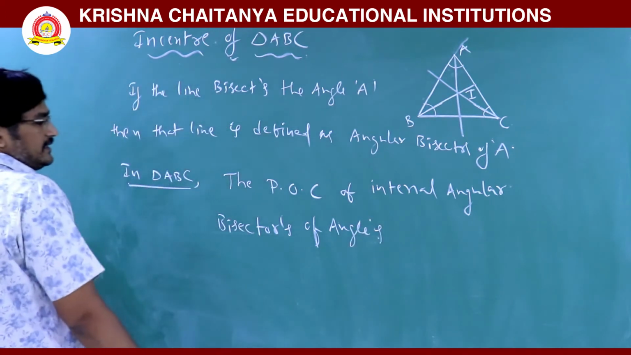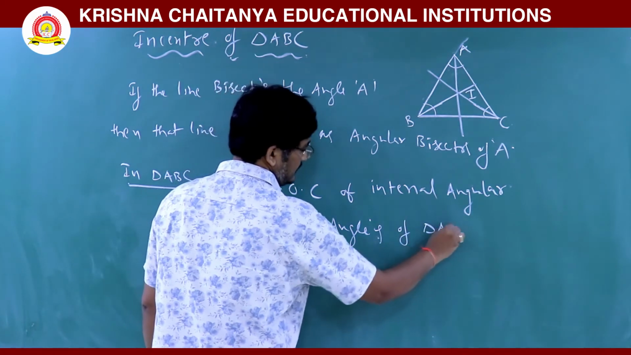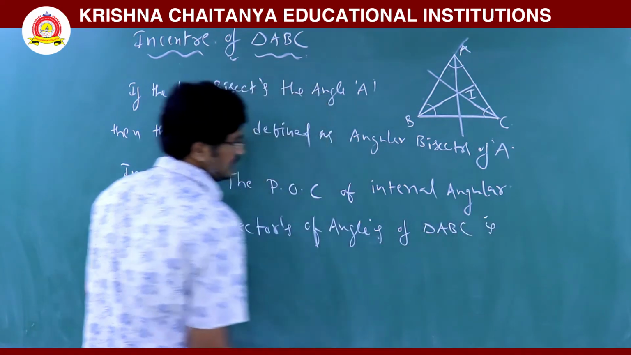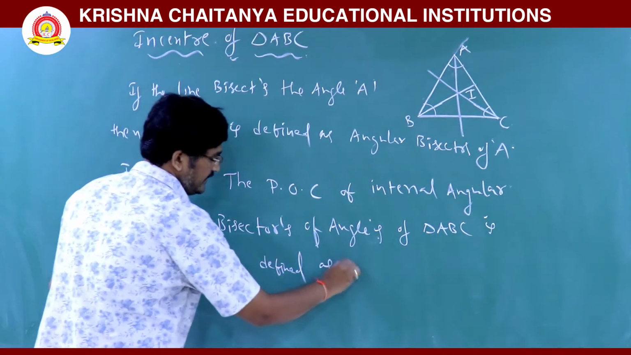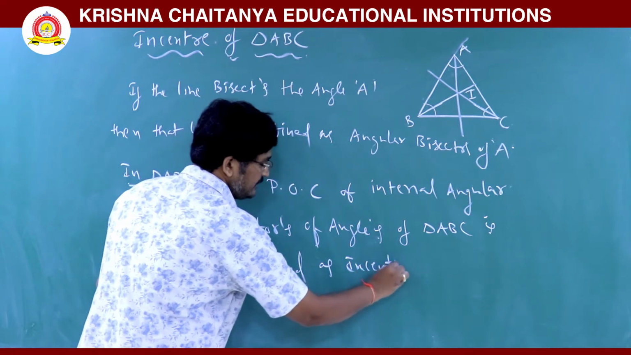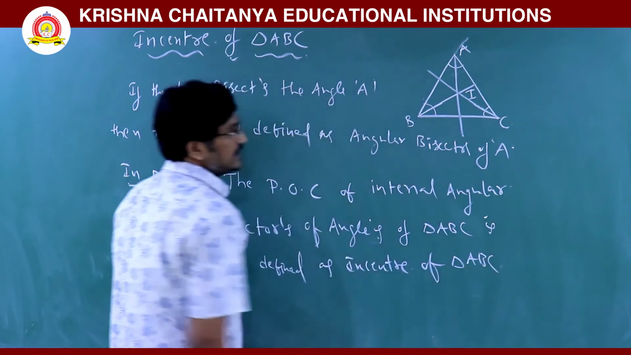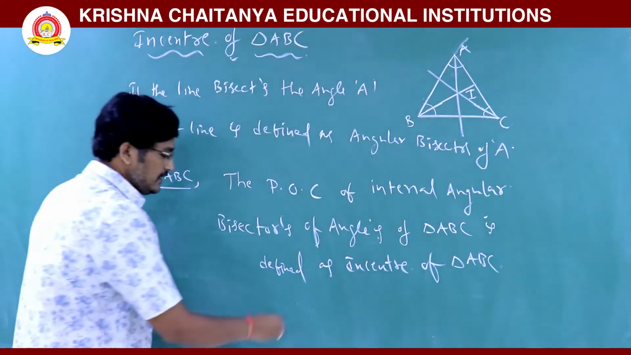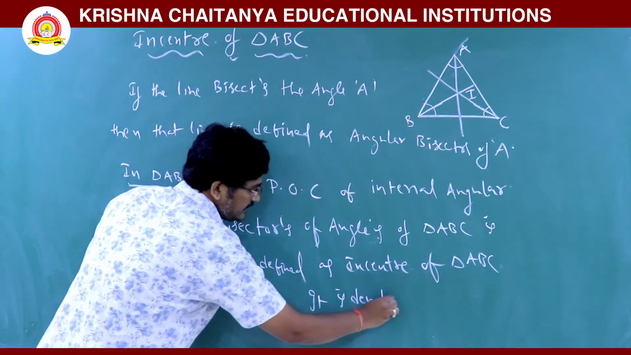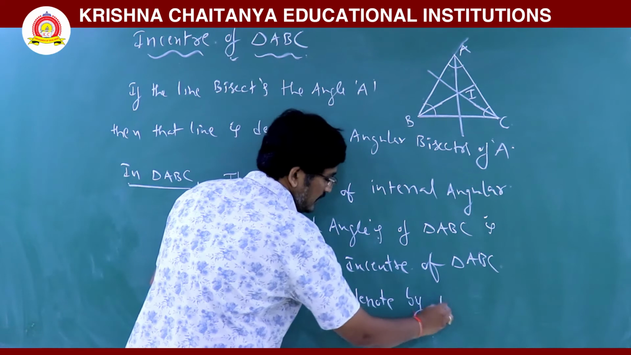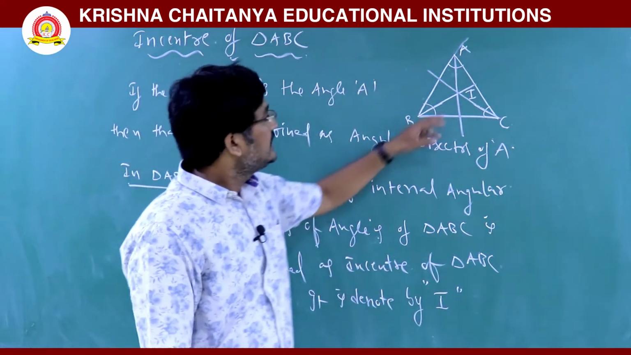The point of concurrency of the internal angular bisectors of the angles of triangle ABC is defined as the incenter of triangle ABC. That incenter of triangle ABC is denoted by capital I. You have to remember. Okay, so this is the incenter.